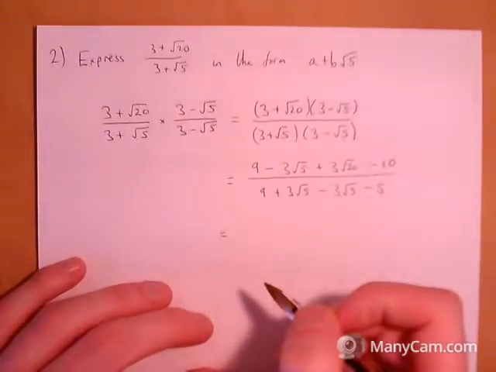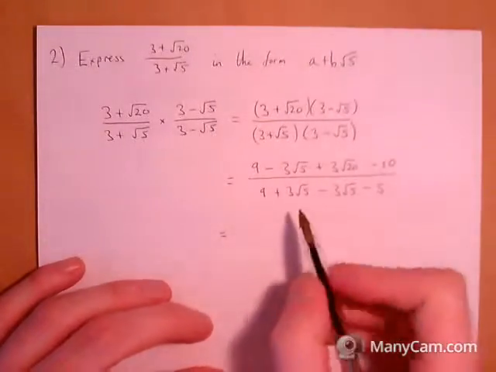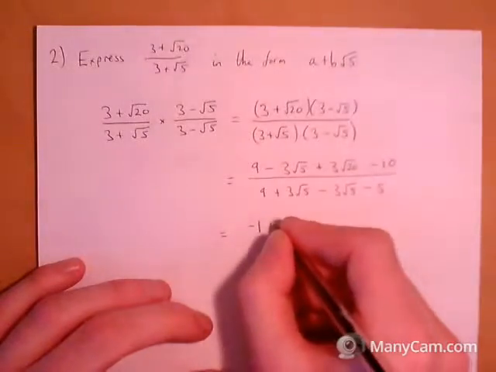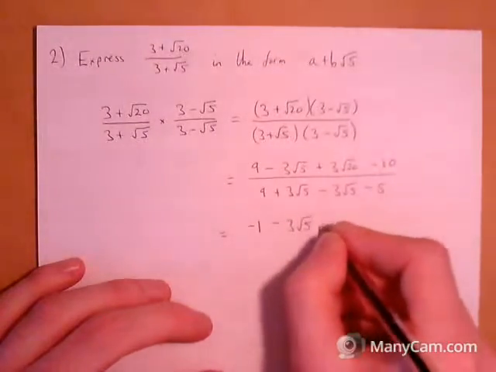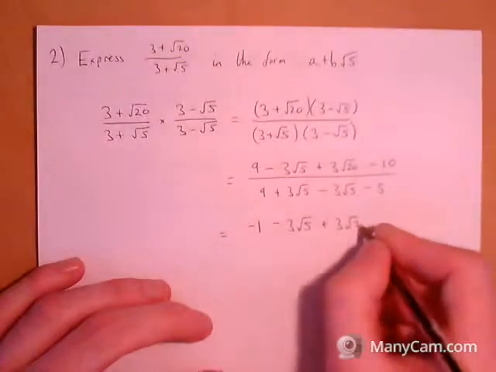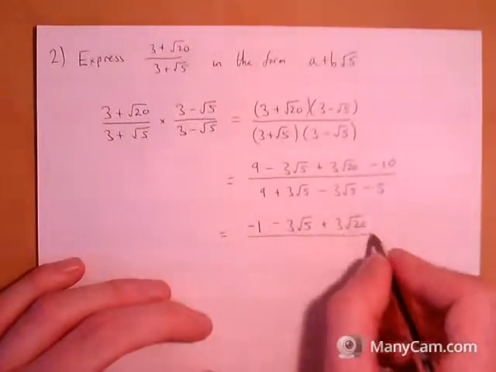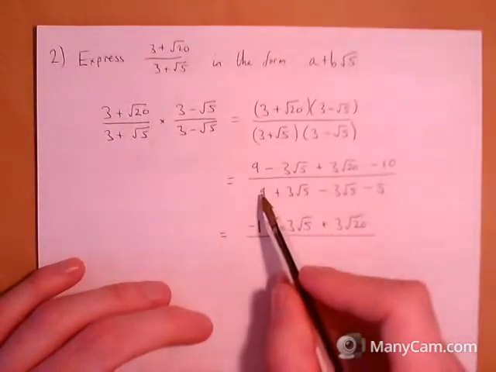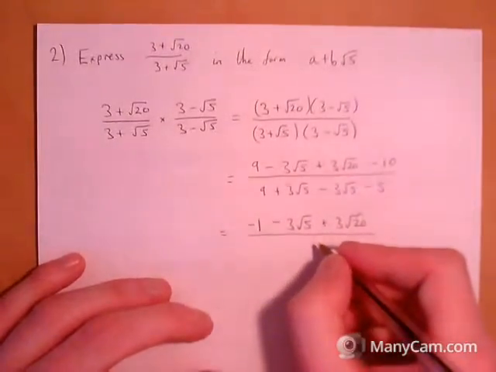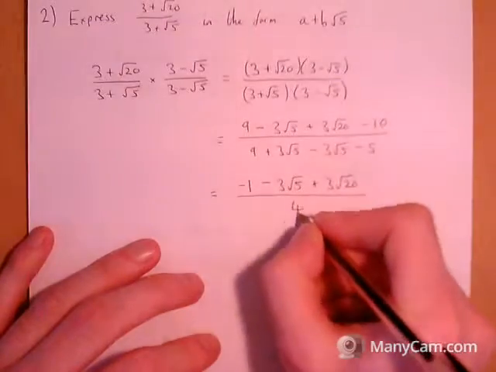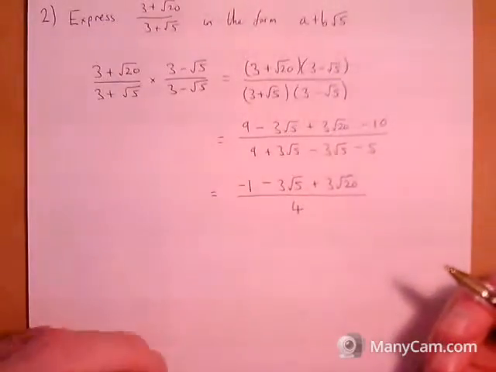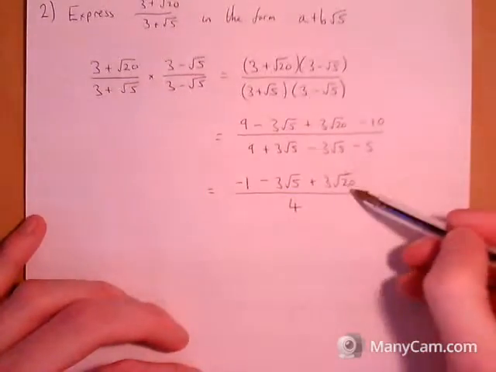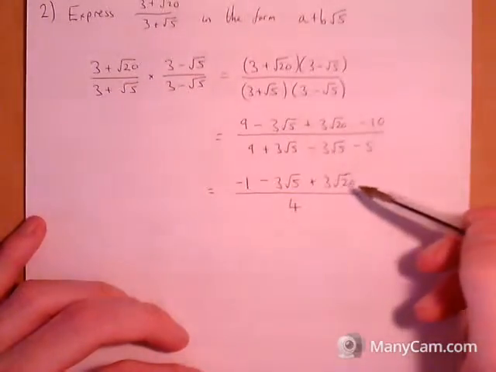And then if I simplify everything I can at the moment, I've got the 9 minus 10, so that's going to give me minus 1. And I've got minus 3 root 5 plus 3 root 20. And then on the bottom you can see that the plus 3 root 5 and the minus 3 root 5 cancel out, so we just end up with 9 minus 5, which gives you 4. So at the moment it looks like I've simplified it as much as I can, but I said right at the start of this video that we've got root 20 which we can simplify.